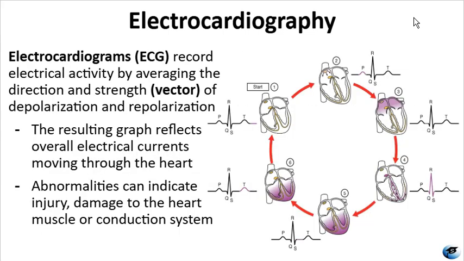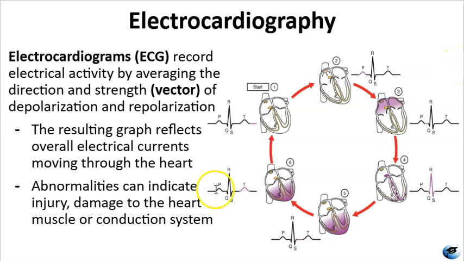An ECG records the heart's electrical activity by measuring the combined direction and strength, also known as vector, of all of the depolarization and repolarization waves moving through the cardiac muscle. This figure here is reflecting the overall electrical currents as they travel through the atria and ventricles during each heartbeat. And you'll notice that the key waves and points are labeled here.